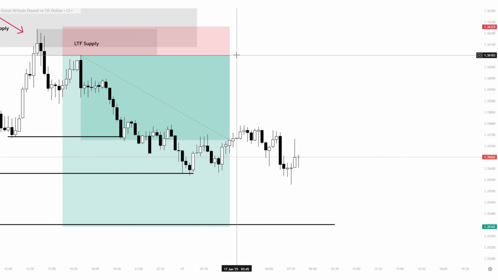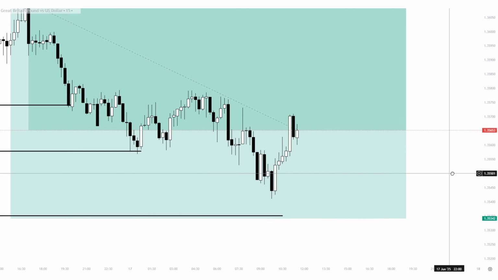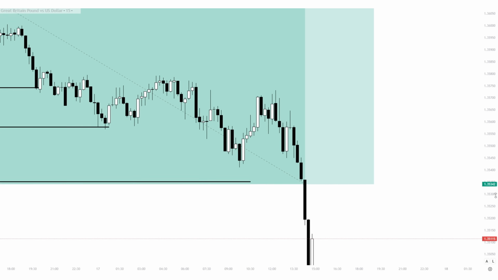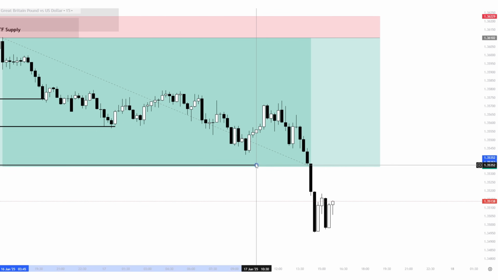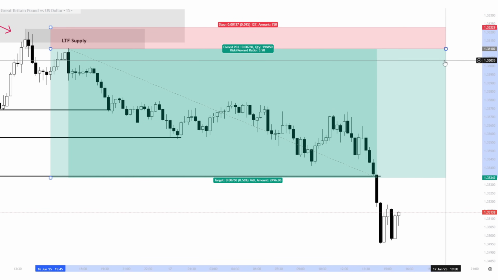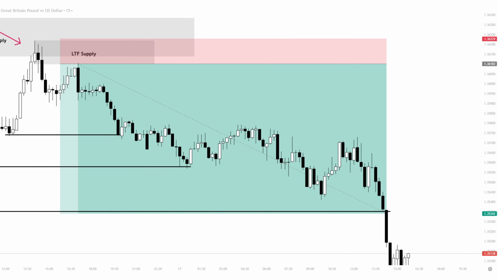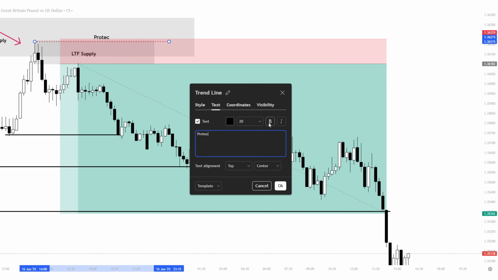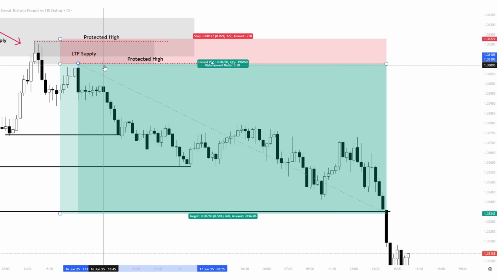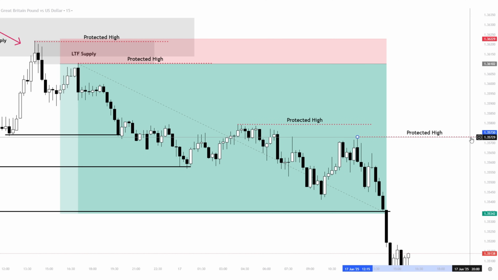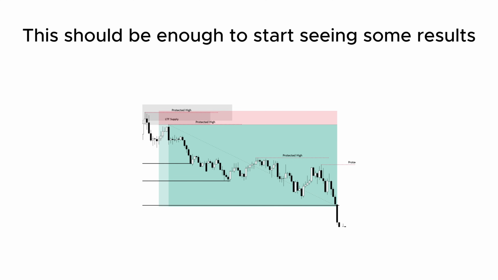And it's now getting closer to the last level that broke a couple of minutes later, closing with a win. It also went even lower, but I wouldn't have targeted more than this. It's more than enough. Also notice how the market kept respecting the fundamentals of the downtrend, having protected highs that do not break, with weak lows that break into a new lower low. And this should be enough to start seeing some results.